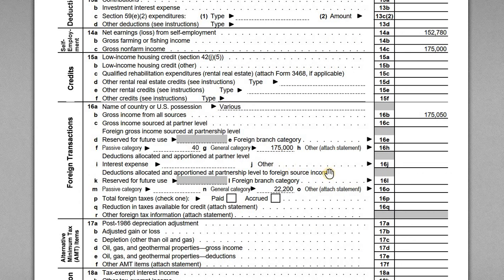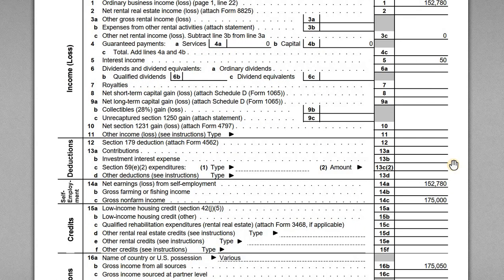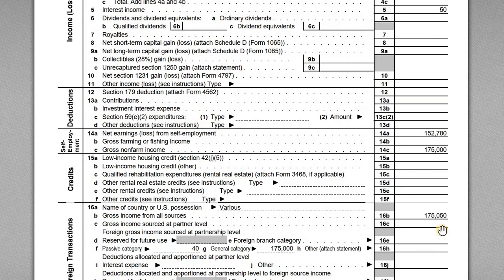And then also it's good for the reader of the K1, right? So the recipient to know that, okay, I've got ordinary income flowing through here, their allocation of the 152,780, but the breakout is all from foreign source activities of the LLC, okay?